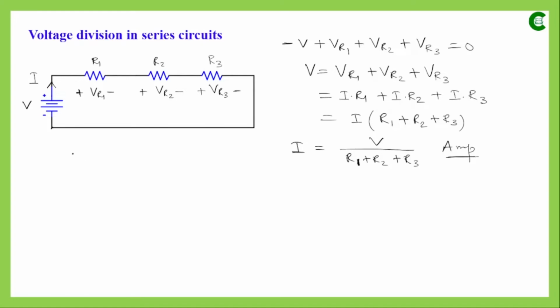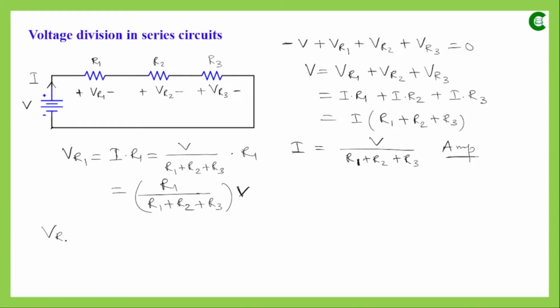Now if we want to find out the individual voltage drop across R1, R2 and R3, then VR1 we know is I multiplied by R1. I we have already found out in terms of the supply voltage value, so it is V upon R1 plus R2 plus R3. Similarly for VR2 we can write I multiplied by R2, where I is the same value, V upon R1 plus R2 plus R3, multiplied by R2.